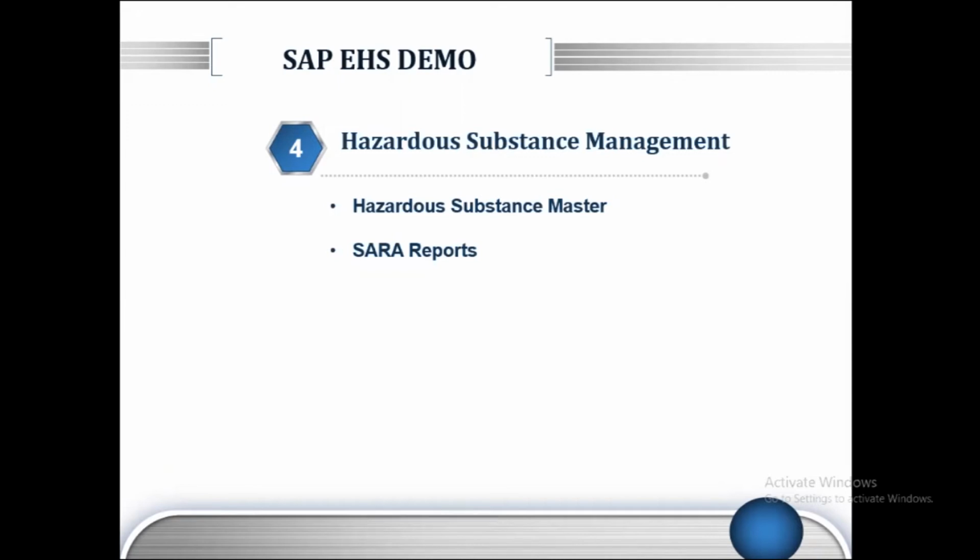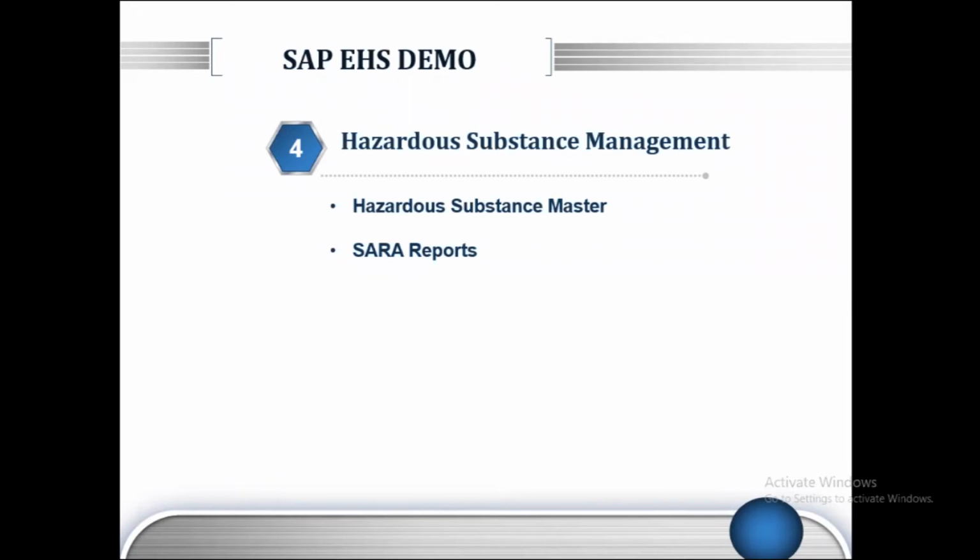Hazardous substance management, like I told you, is a component related to hazardous substances. It's a very small component where we are going to see two topics: hazardous substance master and SARA reports. Hazardous substance master is a master record used to maintain the details of a hazardous substance, like its physical and chemical properties, its features, storage requirements, and transportation requirements. Some basic information of the hazardous substances will be stored in a master record. We are going to see how to fill this master record. It can be done automatically by running a program, or you can do it manually. Both possibilities are there.